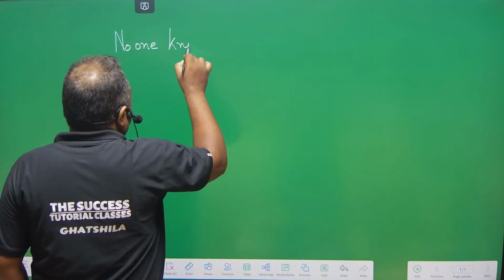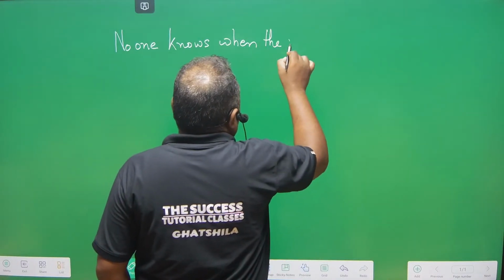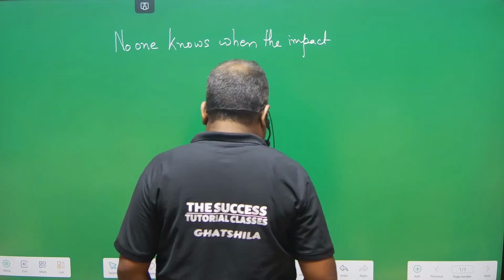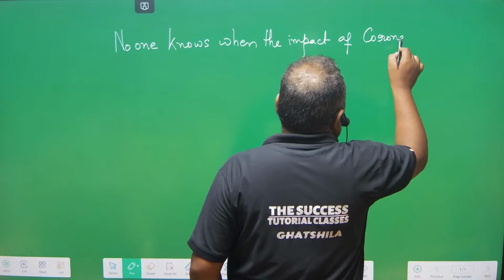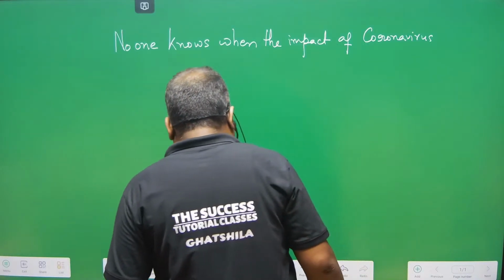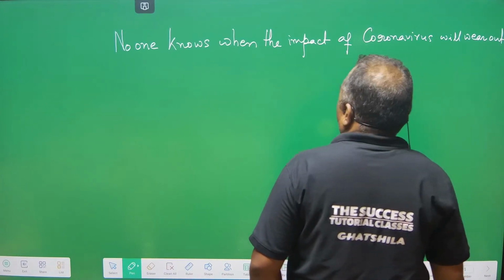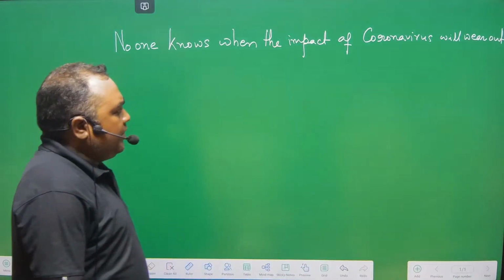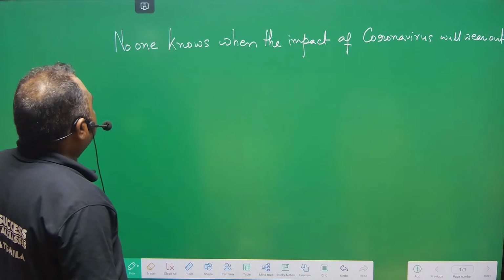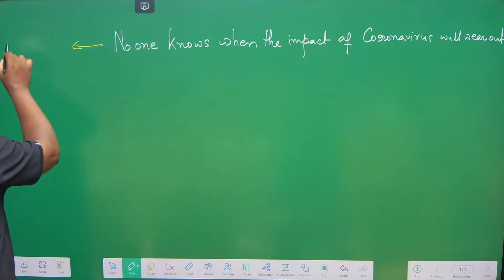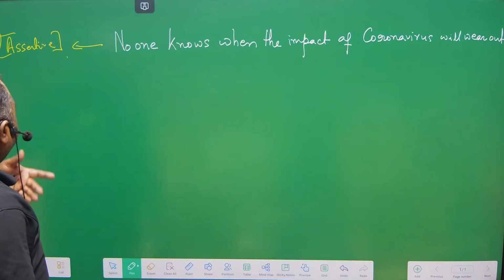No one knows when the impact of coronavirus will wear out. So which type of sentence is it? This one is an assertive sentence. Now we have to change it into an interrogative sentence.